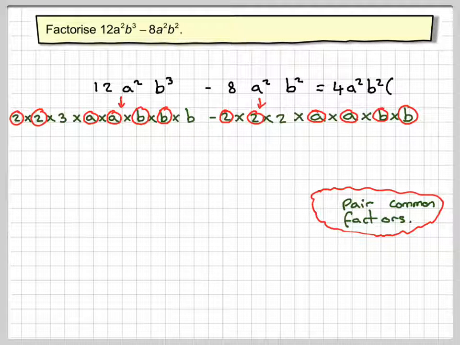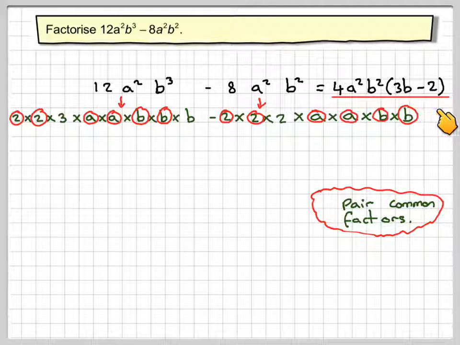Then we introduce a bracket, and what we've got left here, we've got 3b, and then we've got minus 2 here. So this 12a squared b cubed minus 8a squared b squared becomes 4a squared b squared brackets 3b minus 2.